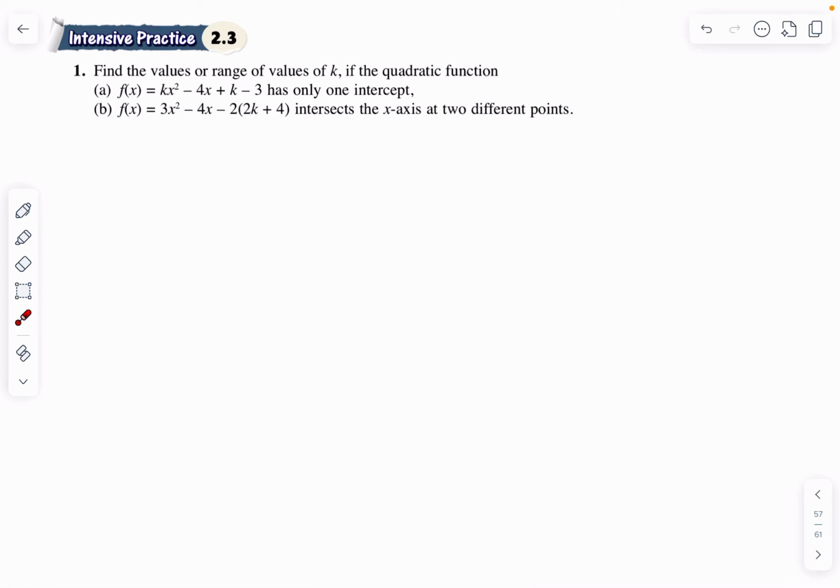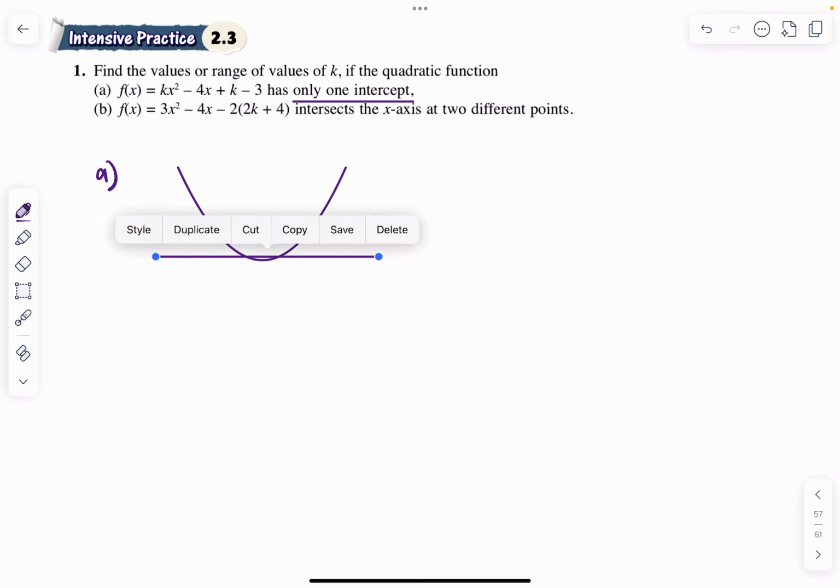Question 1. Find the values or range of values of k if the quadratic function, this one, has only one intercept. Okay, only one intercept means our graph will look something like this. Only one intercept means it will only cut at one point.